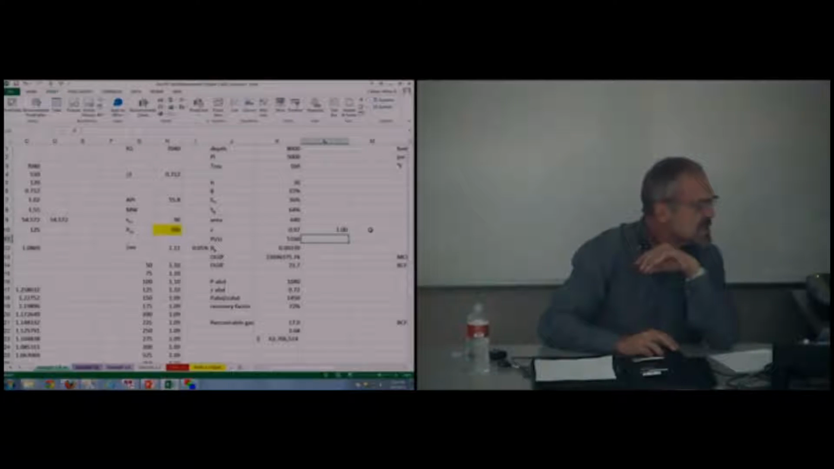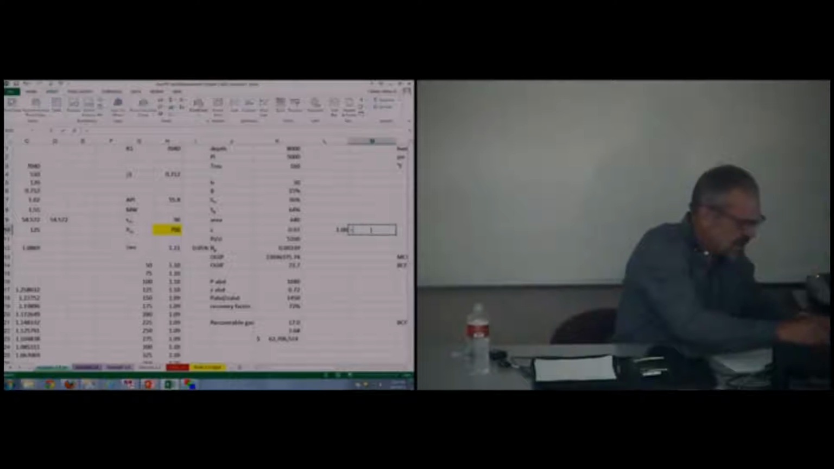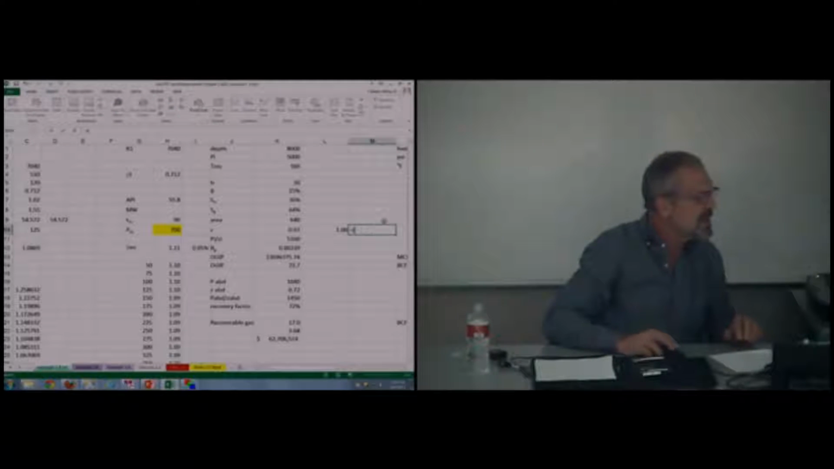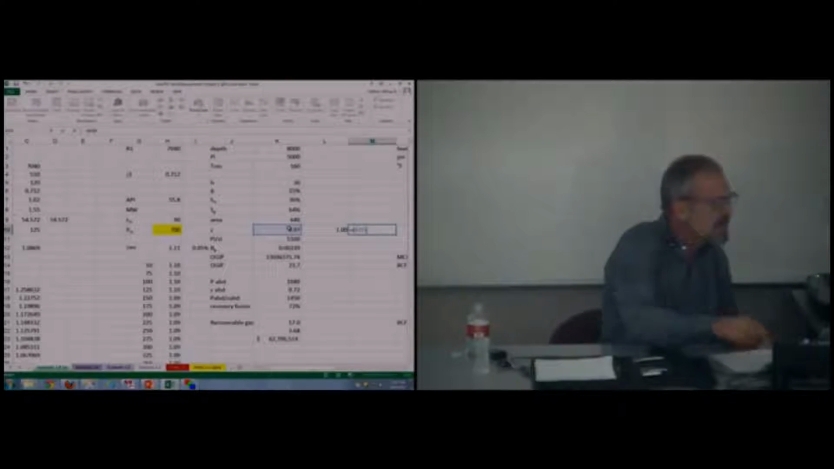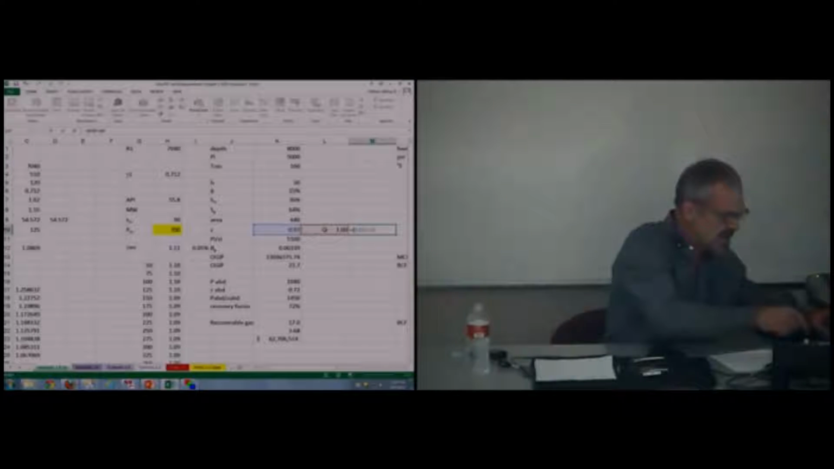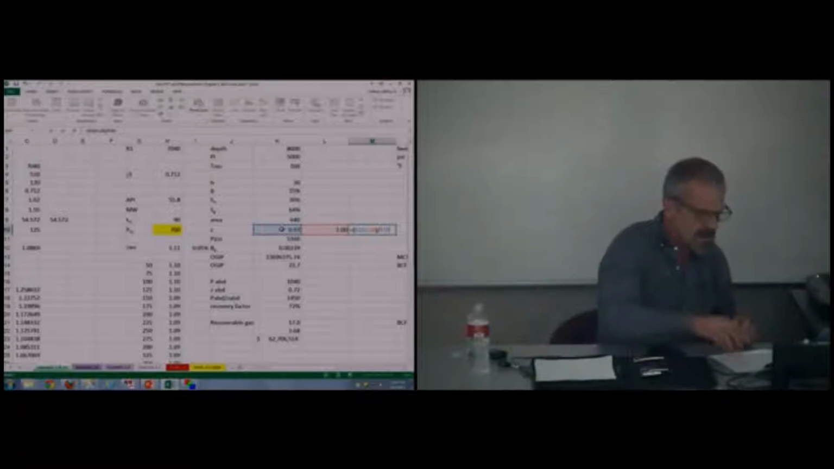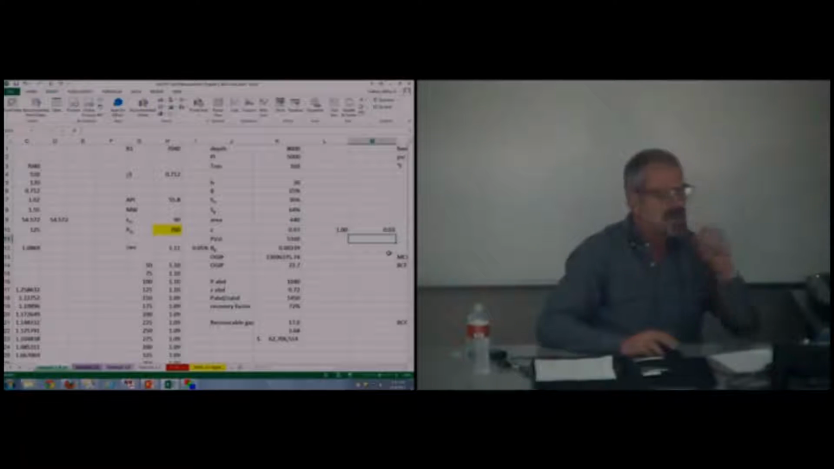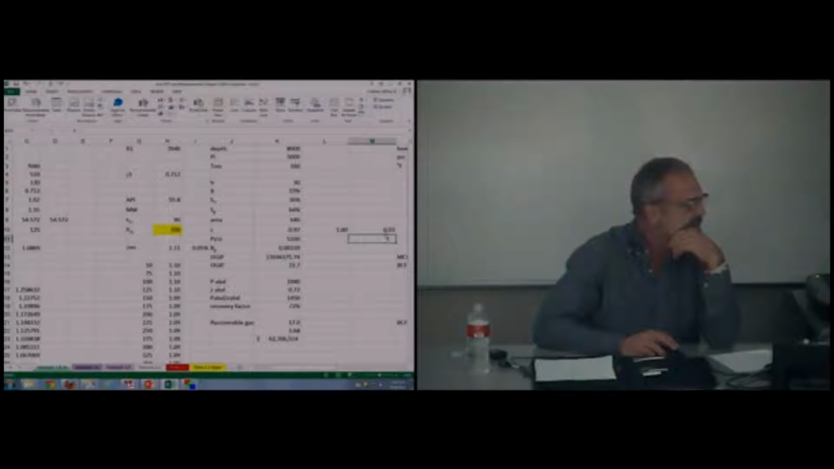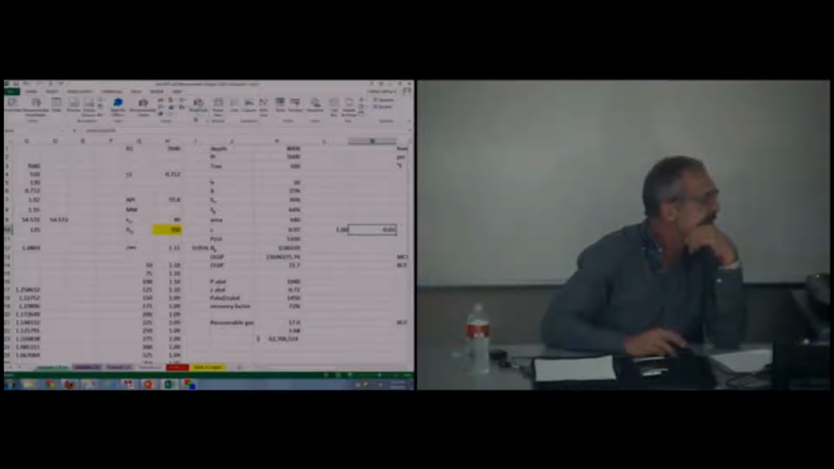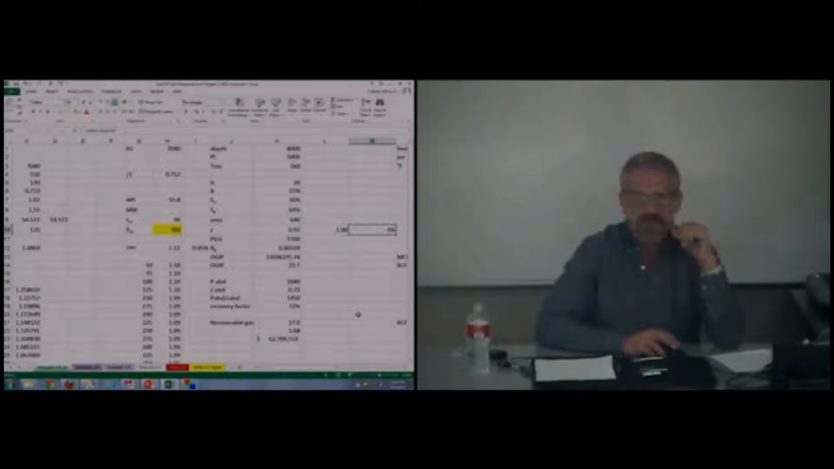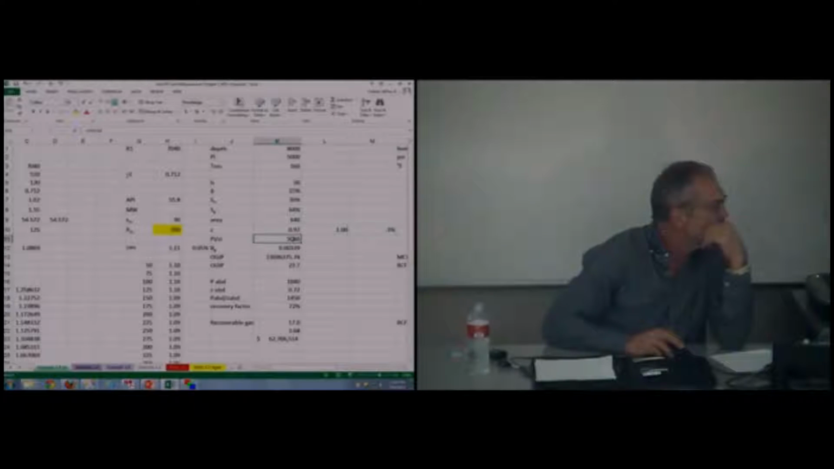So Z is 1. This error is probably not going to be that big. So I'm always going to say the error is the real number minus what we're getting, relative to the real number. So that's a minus 3%. Okay? Now, I'm going to make quick work of this.